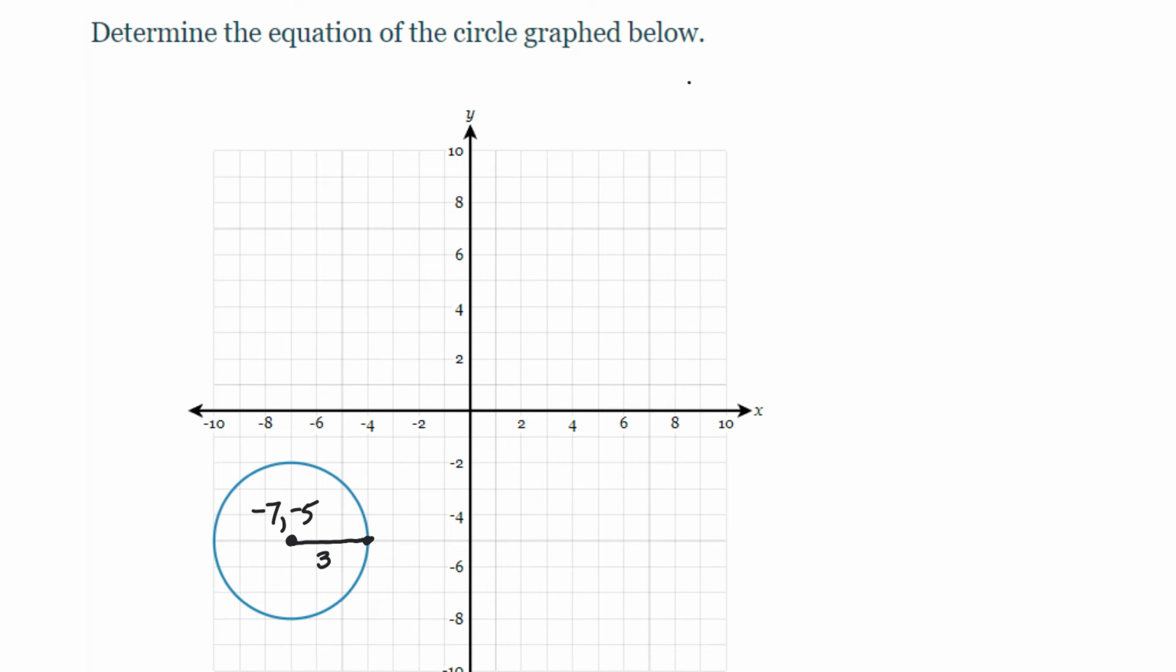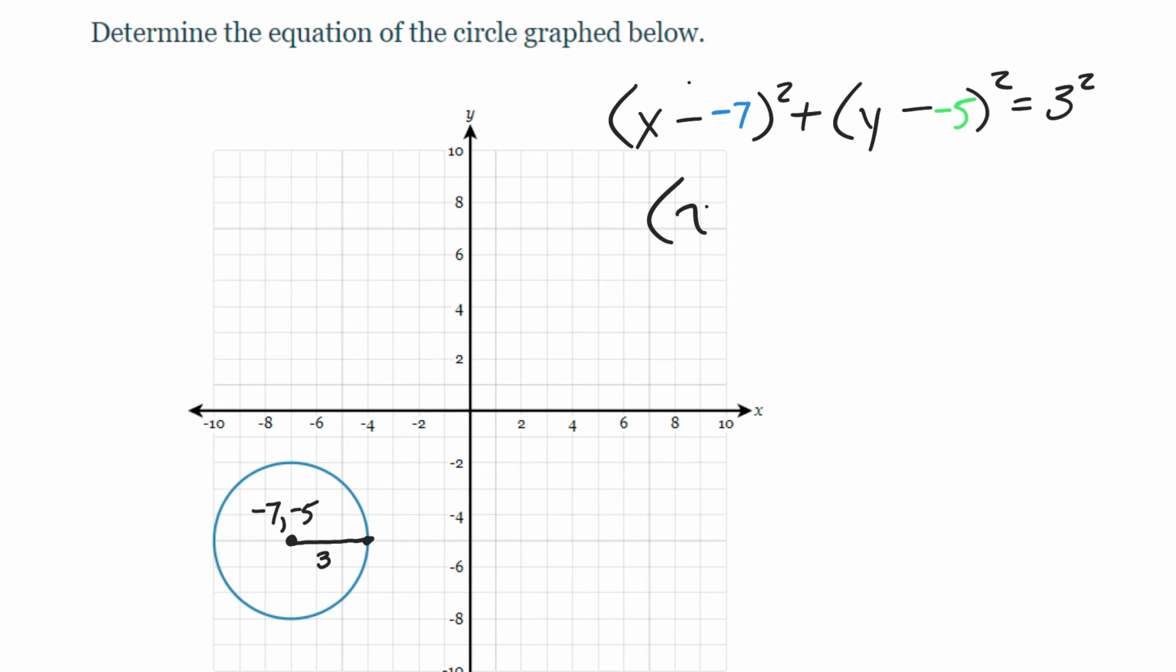So we just take this and we put it into our equation. And you are welcome to do this one as you go. You don't have to fill in the blanks like I'm doing here. So our radius, though, is 3 again, so this would be 3 squared. Our x value is -7. Our y value is -5. When we have minus a negative, that changes to plus. So this is (x plus 7) squared plus (y plus 5) squared equals 9 again, because we have a radius of the same amount.